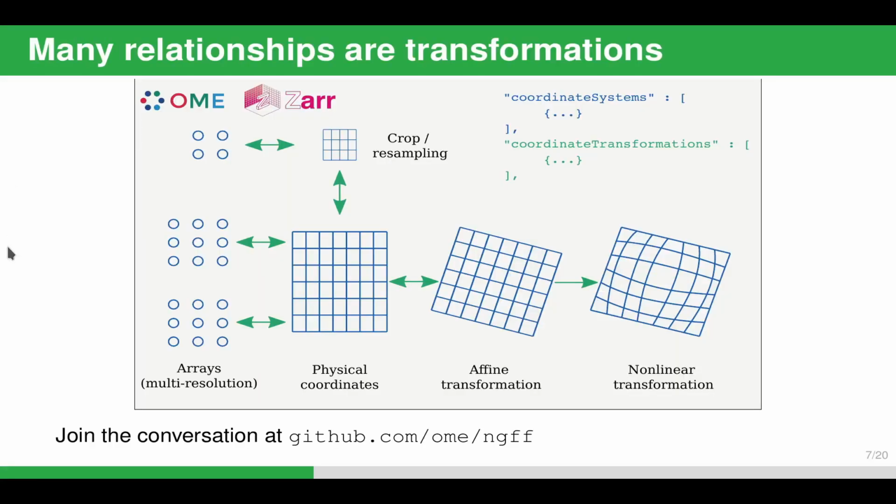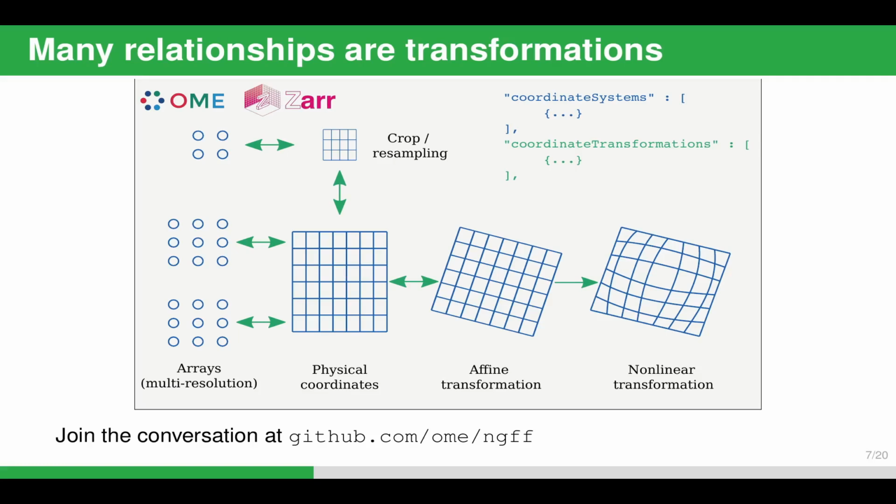Many relationships between images and coordinate systems are transformations. Image registration algorithms usually work between physical coordinate systems and will use affine or nonlinear transformations. We'll learn about what that means later. But also simpler operations can be thought of as transformations, like the relationship of a crop to an entire image. The relationship between arrays and some physical coordinates can be thought of as a transformation.